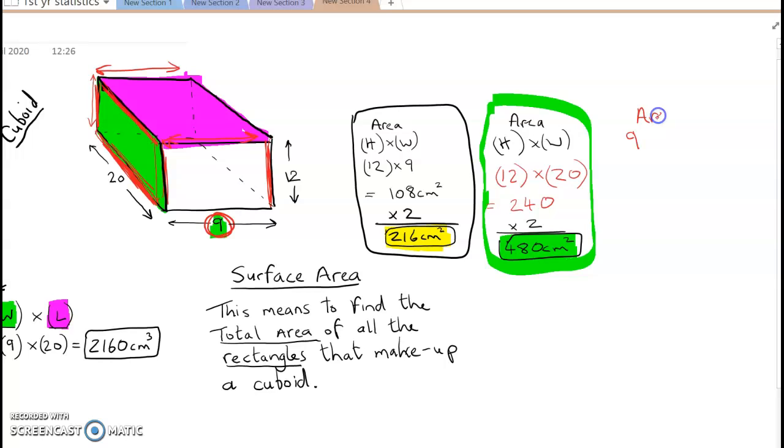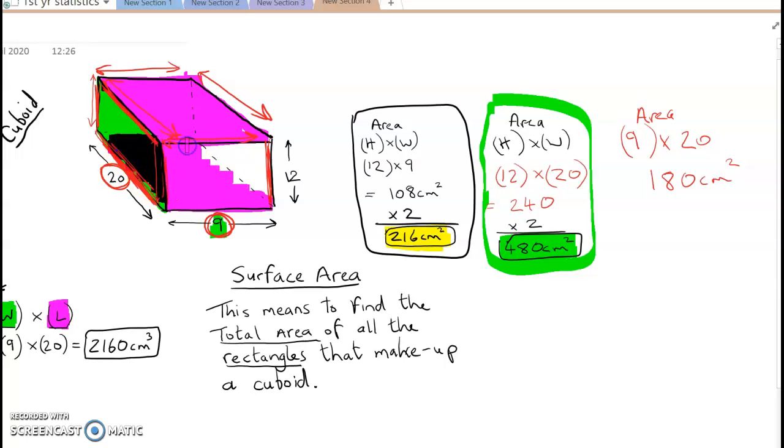By the way, we're doing the area. So it's going to be 9 by... What's this? Well, it's the same as this. Which is the same as this. So it's 9 by 20, isn't it? Which is 180 centimeters squared. So that's the area of one of those. But remember, we've got another one. The bottom is also the same as that, down here. So we need to multiply by 2, just like all the other ones. Multiply by 2, and you get 360 centimeters squared.